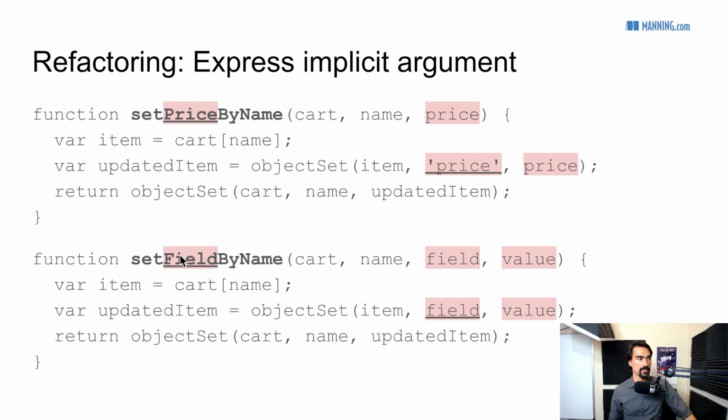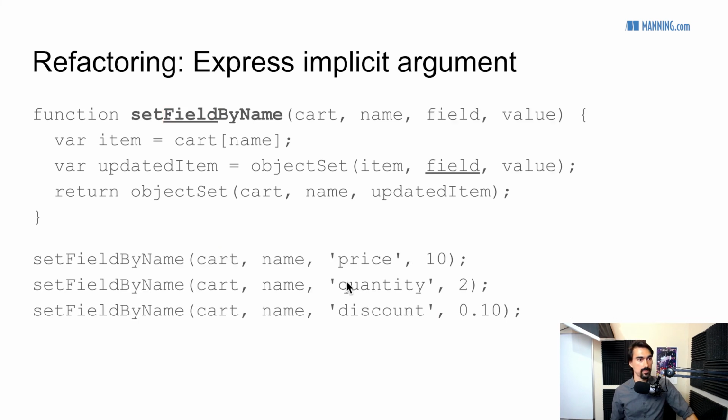Okay, so back to this. Field becomes an argument, and it's replacing that string. So now if we wanted to call what we used to call set price by name, we would just call set field by name and pass in the string price. We can see that here. We are calling it with different strings, and now we don't need three functions that basically do the same thing.